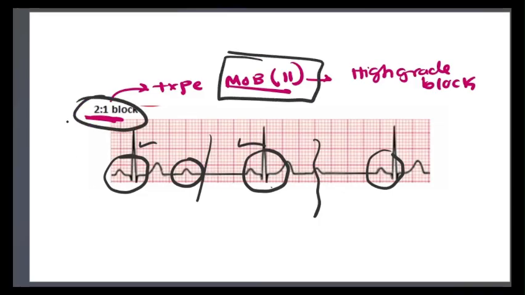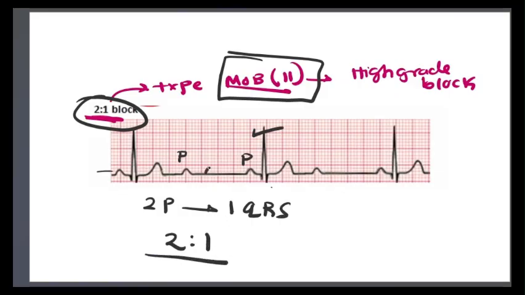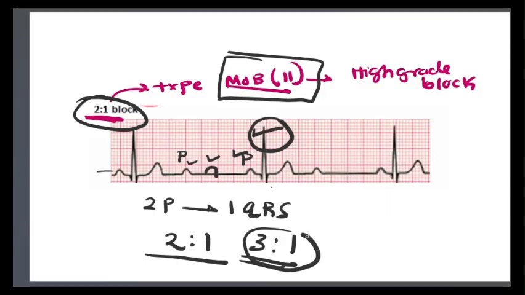So this type of conduction is called 2 is to 1 block, where every second P wave is conducted as a QRS. So 2 P waves are needed for one QRS to develop. So this is 2 is to 1 conduction. Similarly, there can be 3 is to 1 conduction. 1, 2, 3, 3 P waves are required for one QRS to develop. So this is called 3 is to 1 conduction. In all of these, we don't have consecutive PR intervals to compare. We need two PR intervals to see whether there is any prolongation of the PR interval or not.